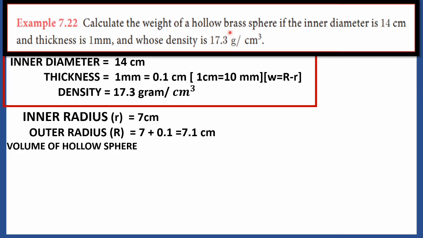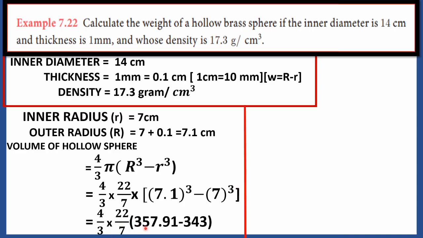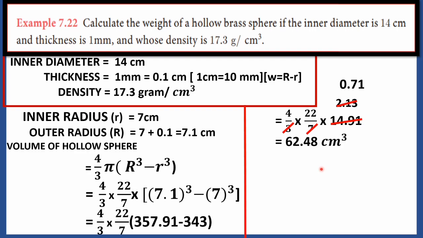First find the volume of a hollow brass sphere. Volume of hollow sphere equal to 4 by 3 pi (capital R cube minus small r cube). Substitute the values. Here we have to find the cube of 7.1 and cube of 7. Subtract 357.91 minus 343, 14.91. 4 by 3 into 22 by 7 into 14.91. Cancel this 7 and 14.91, we get 2.13. Again divided by 3, we get 0.71. Multiply the numbers in numerator, we get 62.48 centimeter cube. It is the volume of a hollow brass sphere.